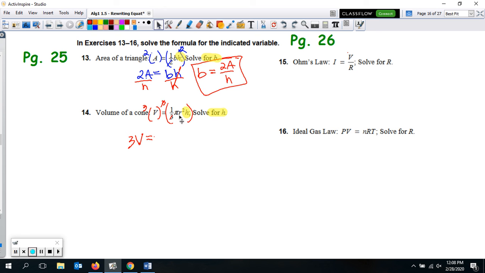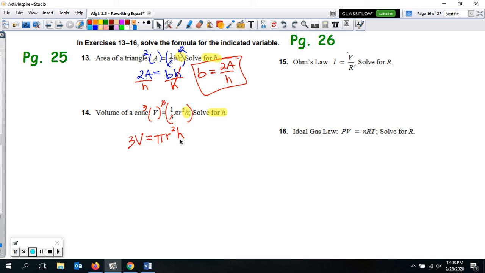And now you just have a 1 pi r squared h. So you don't even need to write the 1. You can just say pi r squared h. So that's what we're going to say there. It's just pi r squared h now on this side. Pi is that special number 3.14, but we don't need to really worry about it. Just keep it in its symbol form right now.